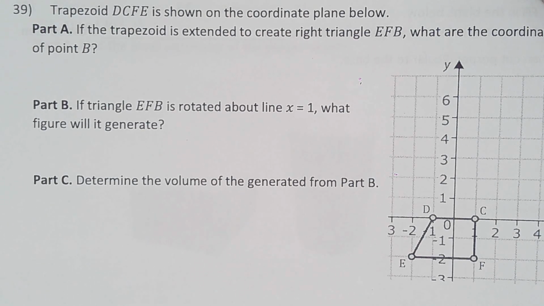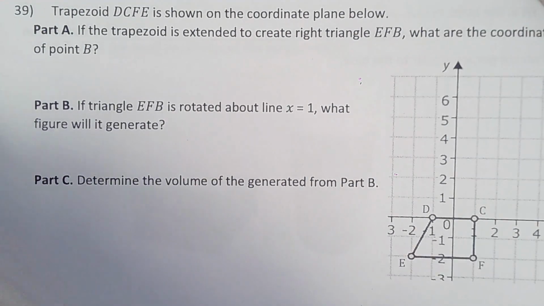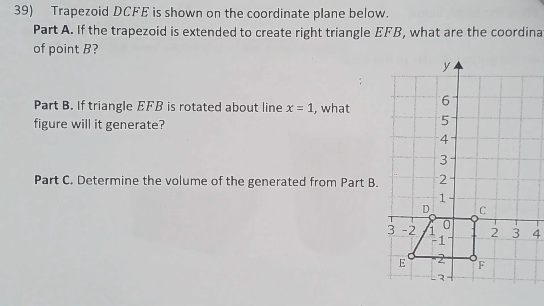Alright, this is number 39 on the EOC review. It's long enough to have its own video, so I'll make number 39 have its own video. And so yeah, this trapezoid down here, it wants to extend DE and CF to make a triangle where that point B is. Let's first do it algebraically.